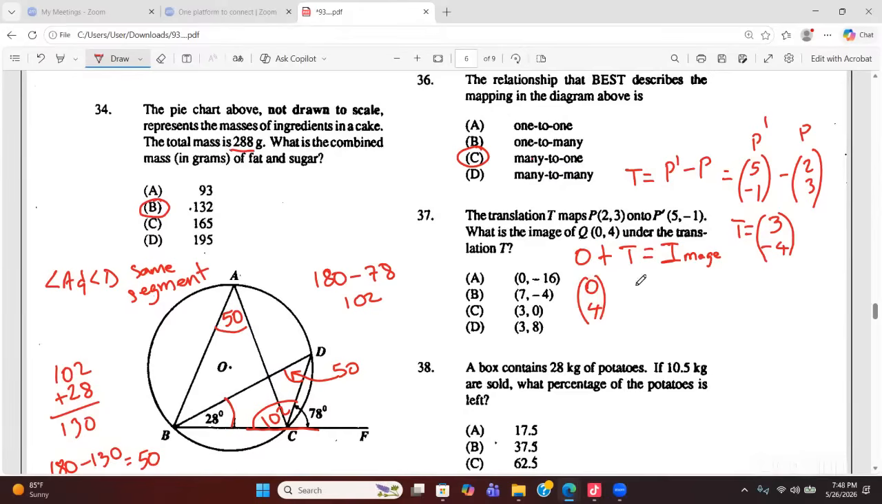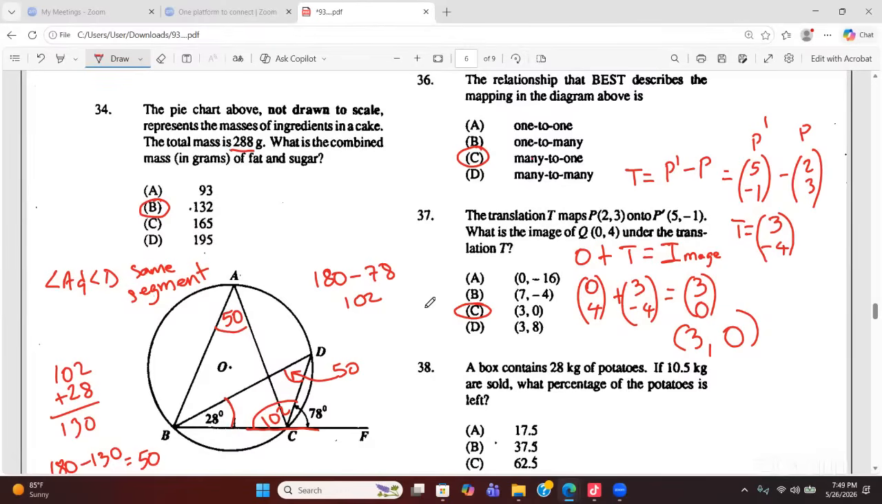And I'm going to add my translation now, which is 3, -4. My result is what they're asking for. 0 plus 3 is 3. 4 plus -4 is 0. That's in vector form, but you have to represent it as a coordinate. You have to put the 3 in front, and then the 0 comes after. Your answer is C. This is a boss question, and a very good question, because it's really testing your ability.